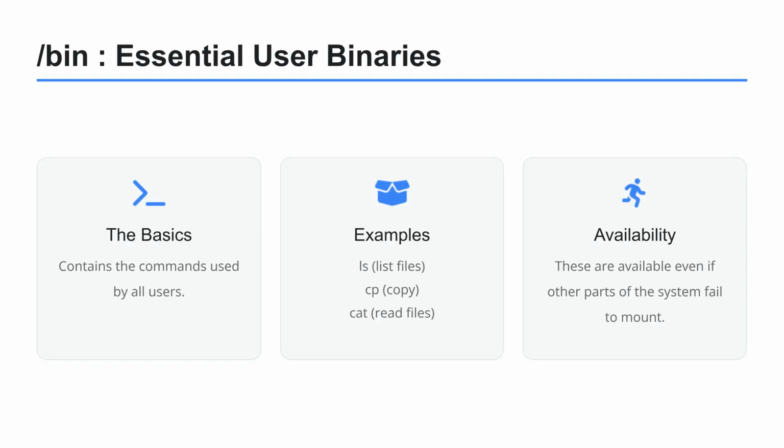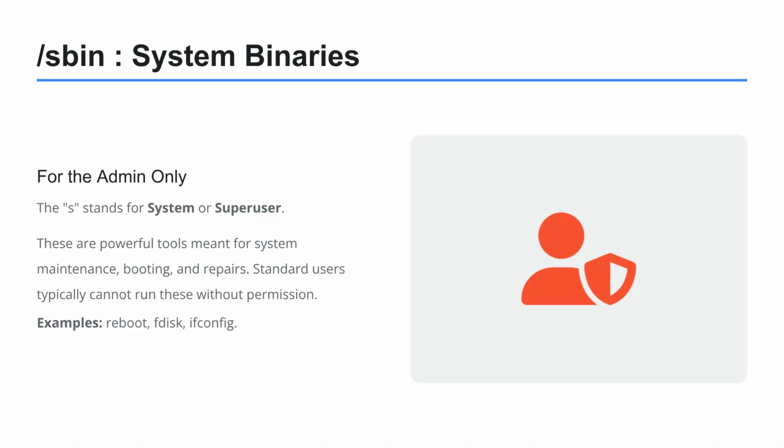/bin stands for Essential User Binaries. This directory contains common commands used by all users, like ls and cp. These are available even if other parts of the system fail to mount. /sbin holds system binaries, reserved for the administrator or superuser. These are powerful tools for system maintenance, like reboot or fdisk. Standard users usually can't run these without permission.